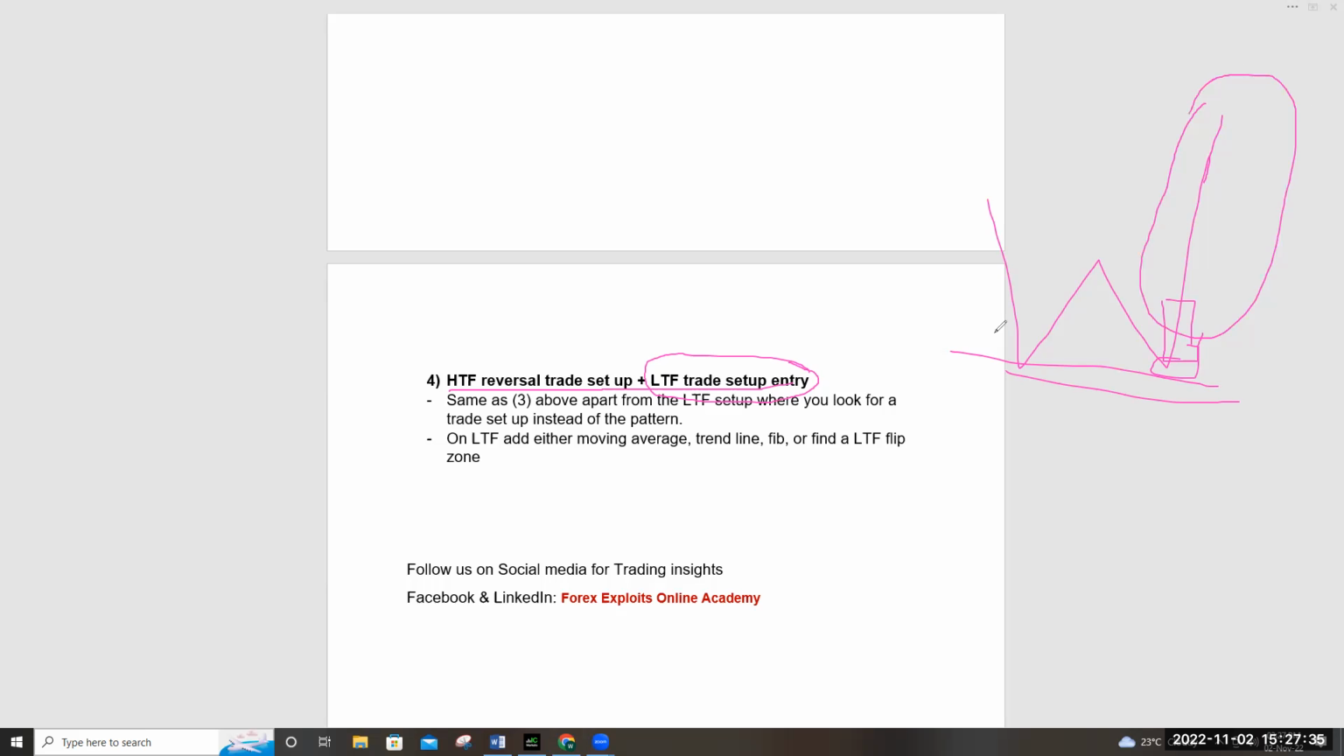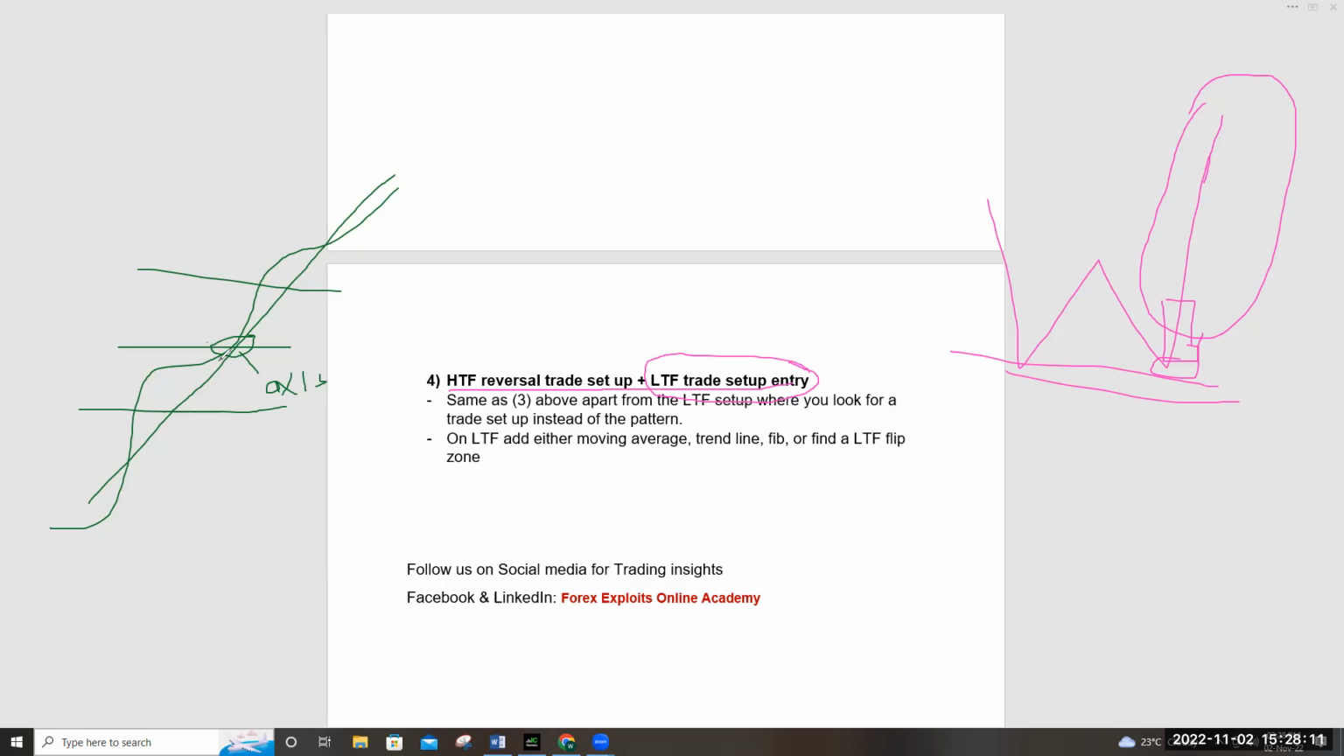Then we're going to go to a lower time frame. And on the second leg, we'll not be looking for a pattern, we'll be looking for a trade setup. So on lower time frame, you can have your moving average, you can also have your trend line, you can also have your fib retracement. And on this area where there is a lot of interaction among your tools, this becomes your axis, and this will give you your entry.